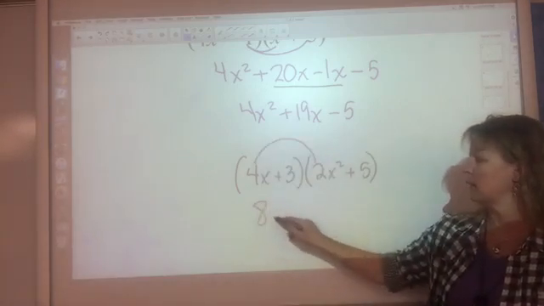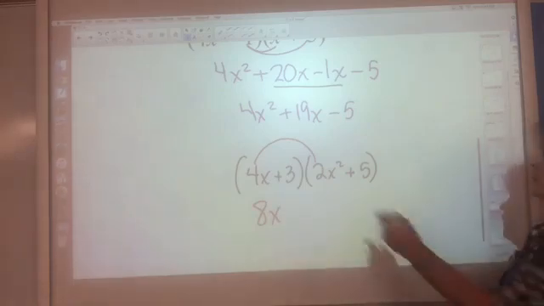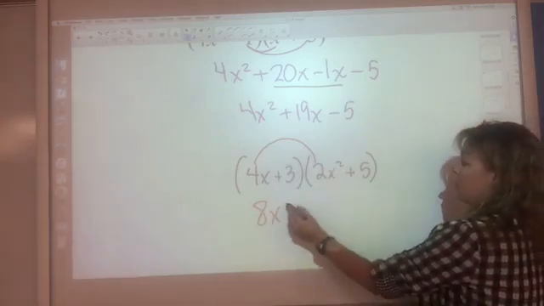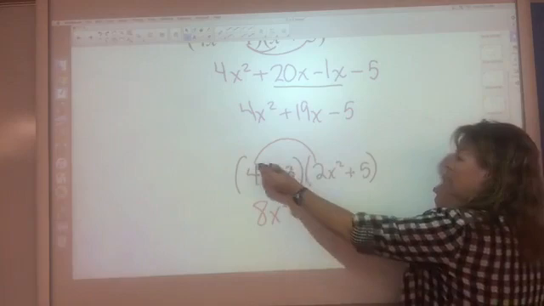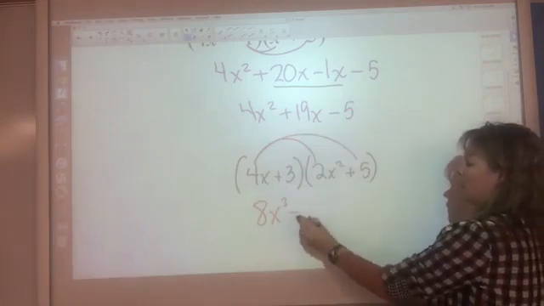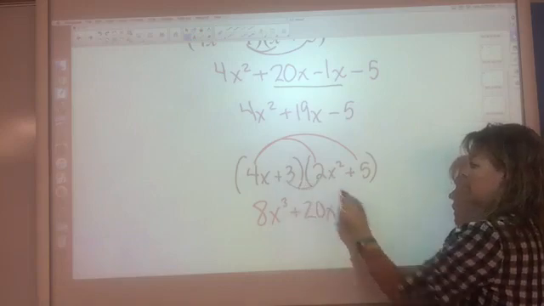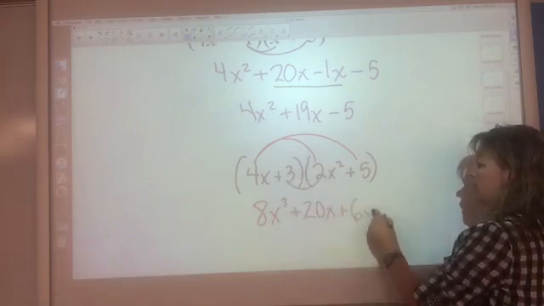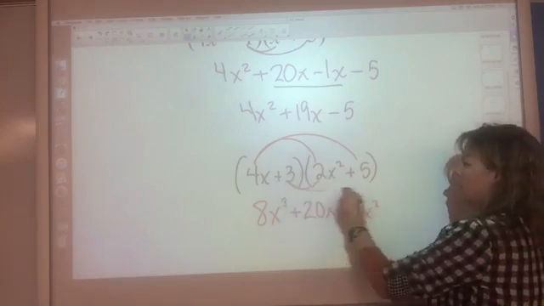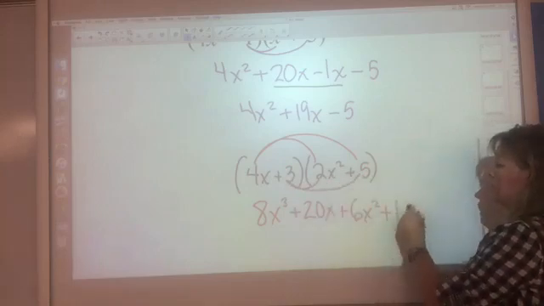You would have 8x to the third power. 1 plus 2 is 3. Then you would have plus 20x. Inside numbers would be plus 6x squared, and your last numbers would be 15.